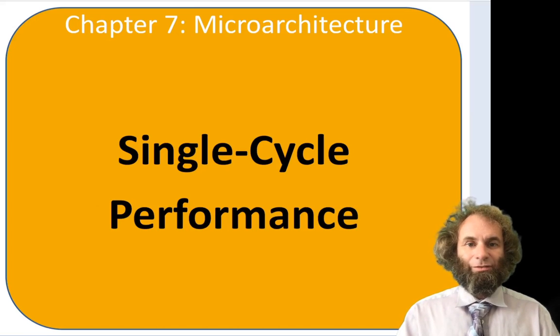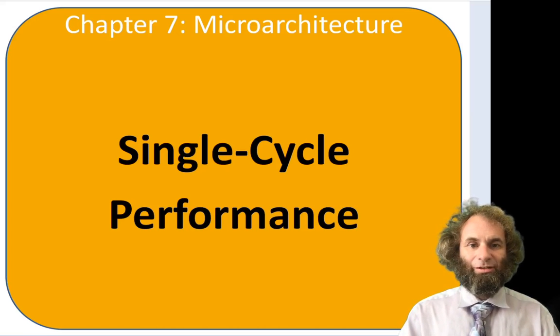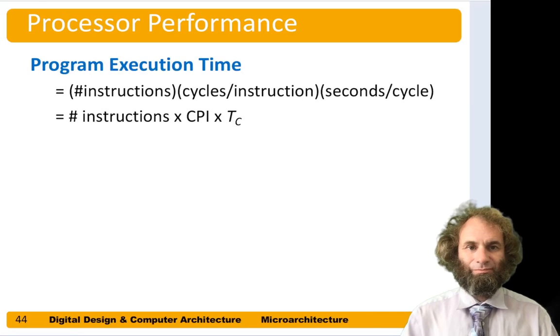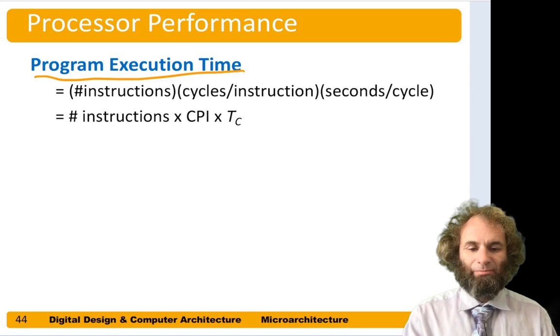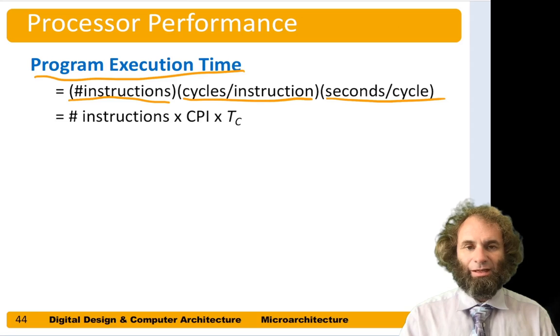Hello! In this video, we'll analyze the performance of the single cycle processor. So now that we've built the single cycle processor, let's see how fast it can run a program. Recall that the program execution time depends on the number of instructions in the program, the average number of cycles it takes to run each instruction, and the number of seconds in the cycle. In other words, it's the number of instructions times the CPI times the cycle time.